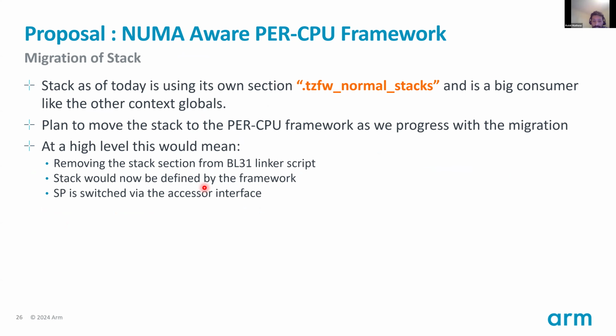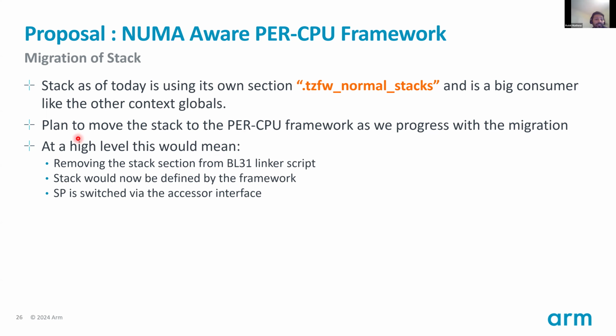Okay, so the other big aspect which takes up a lot of space is the stack. Stack is also per CPU, which means the more CPUs we have, the bigger the total size the stack would consume. Unlike the other context variables, the stack today for trusted firmware is based on a section called tzfw_normal_stacks. We have plans to migrate the stack. It would be beneficial to have the stacks also per node so that latency is less. We have a balance in terms of the storage.